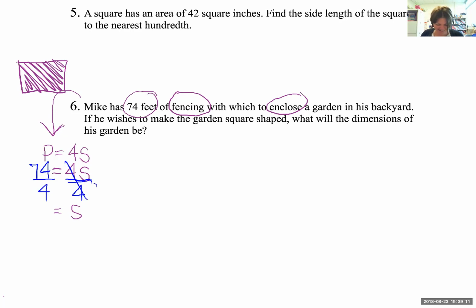Rude. Sorry. There might be one problem where you divide with decimals on your test, but there'll be plenty of algebra problems. So I'm like, let's focus on what's important.